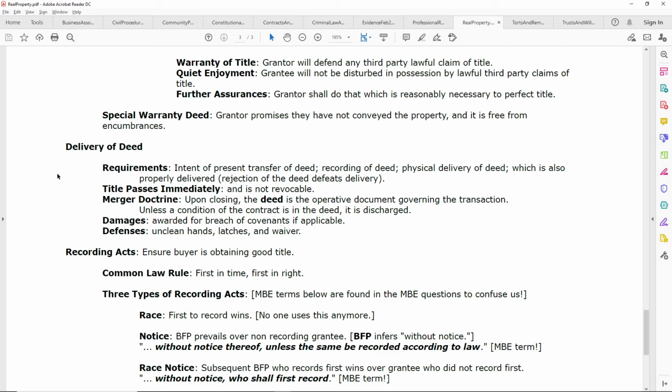Merger doctrine: upon closing, the deed is the operative document governing the transaction. Unless a condition of the contract is in the deed, it is discharged. Damages are awarded for breach of covenants if applicable. Defenses: unclean hands, laches, and waiver.